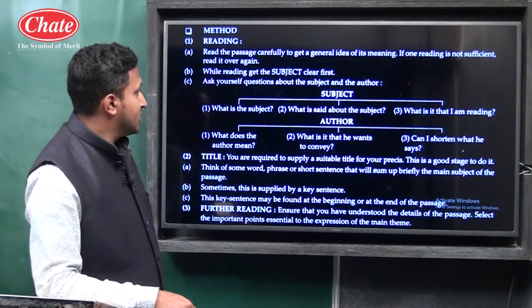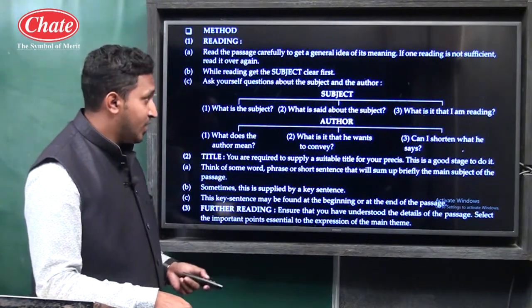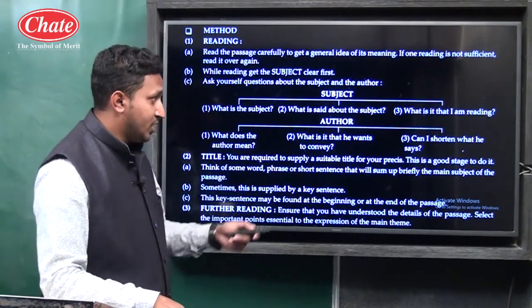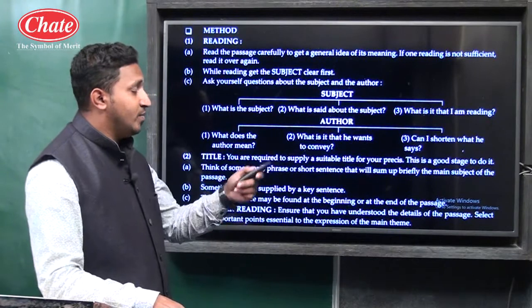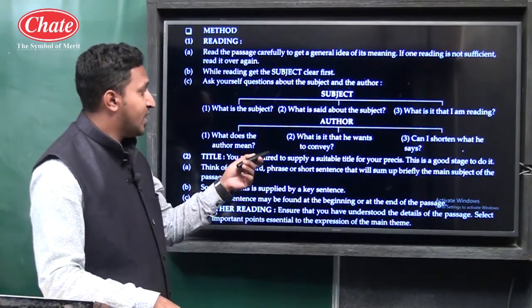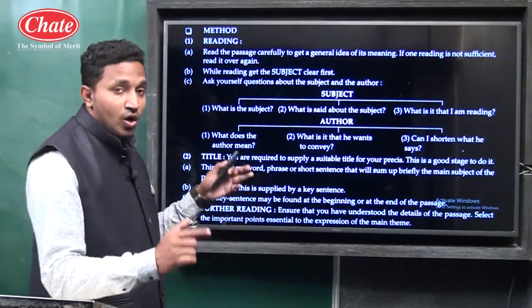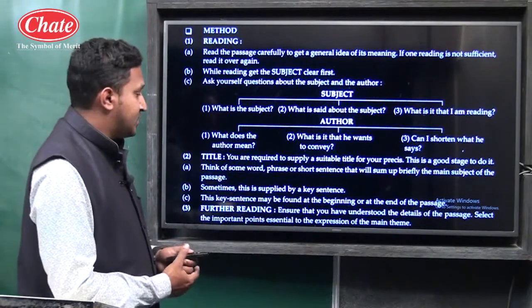Ask yourself questions about the subject and the author. Now the subject: what is the subject? What is said about the subject? What is it that I am reading? And the author: what does the author mean? What is it that he wants to convey? And can I shorten what he says? So all this we have to understand from the passage itself.